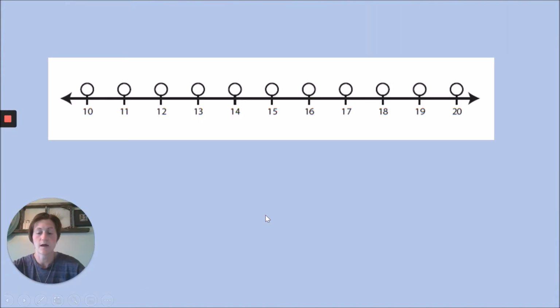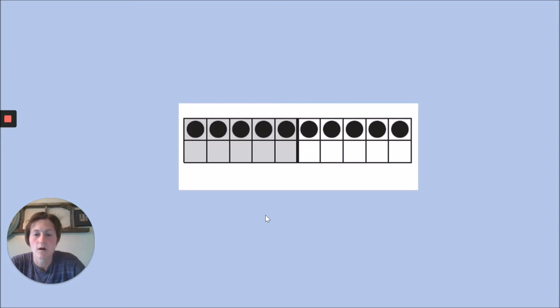Okay, friends, so I have my number line. It looks like this. And here's our number line on our computer. So we're going to be working today with quick images that look kind of like this. So, friends, I'm going to give you just a moment. I want you to quietly look at this image and see if you have any observations that you can make.